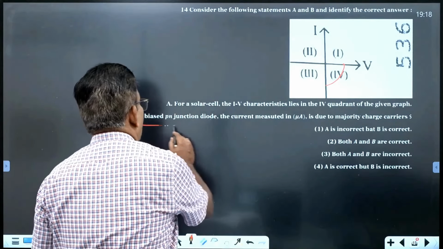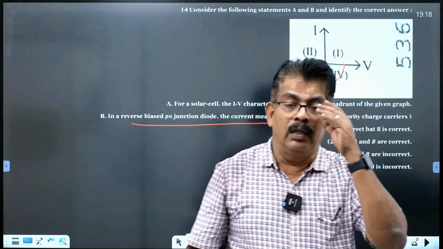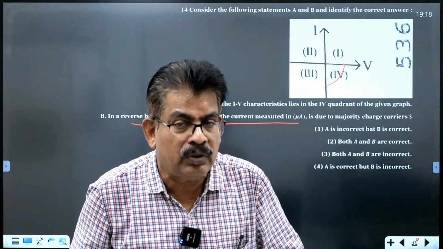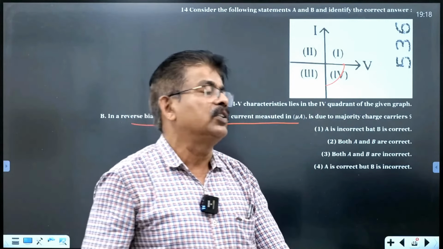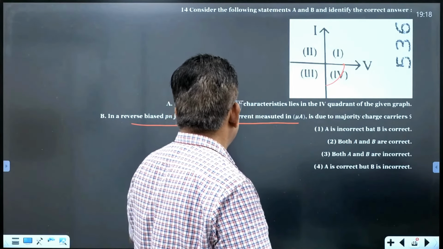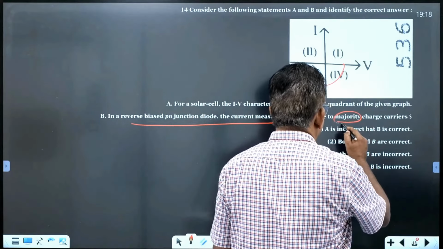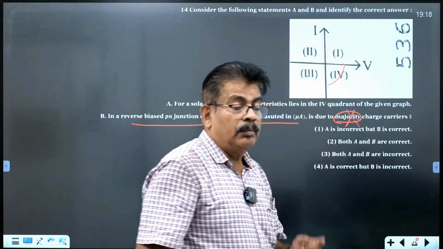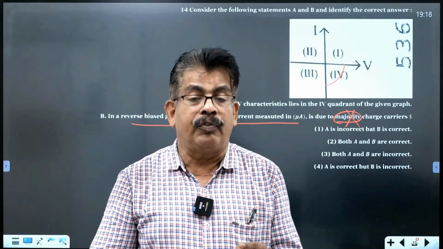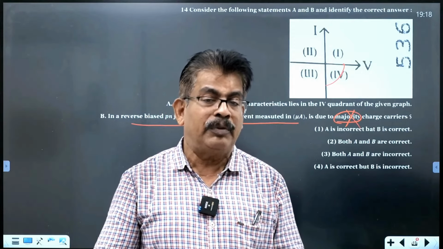In forward biasing, the current is constituted by majority carriers, and in reverse biasing, the current is constituted by minority carriers. So see the second option: in a reverse biased PN junction diode, current is in microampere. It's due to the majority carrier. That's the wrong option. Minority current is constituted by the drifting of what? Minority carriers, and forward current is due to the diffusion of the majority carriers.